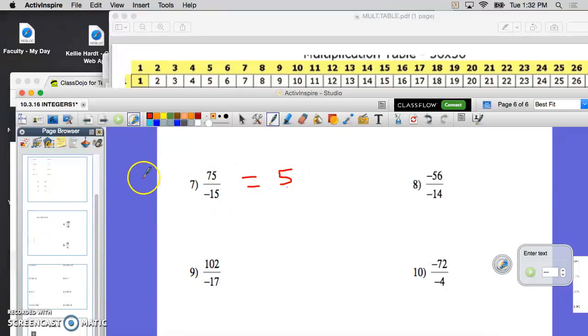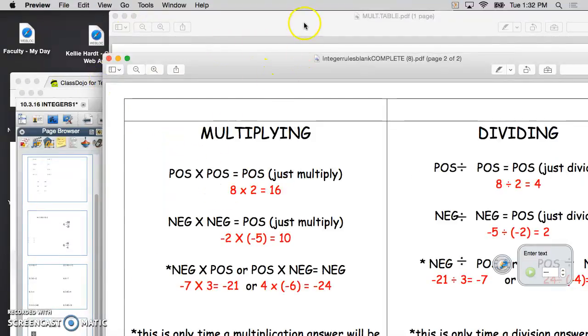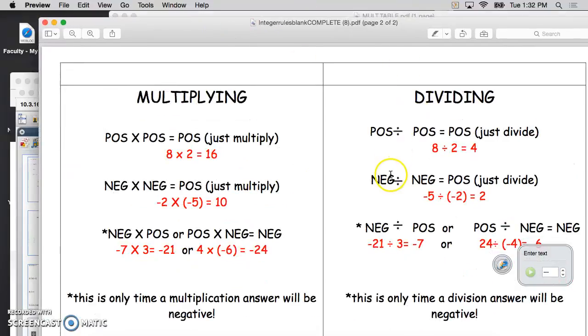Now, figure out if it's a negative or positive 5. We follow the rules. We have a negative divided by a positive. So if you look at your integer sheet, a negative divided by a positive, or positive by a negative, right? Your answer is going to be negative.